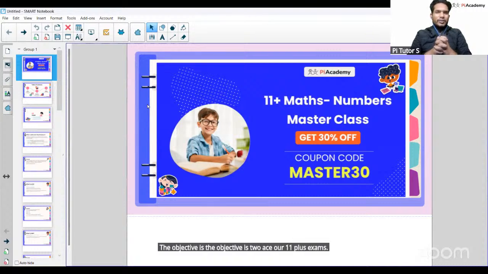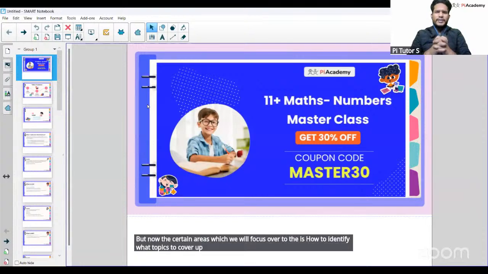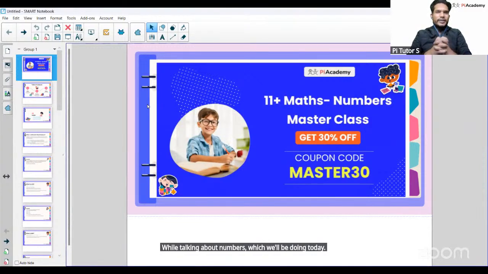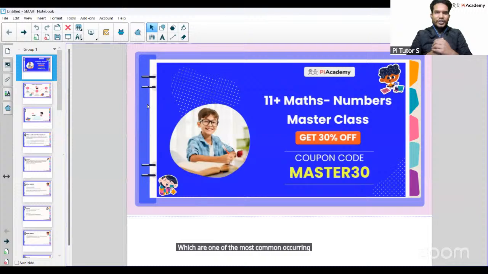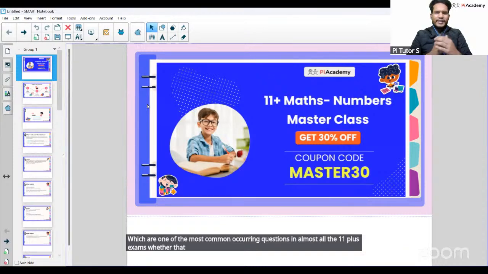The areas we will focus on today are how to identify what topics to cover within different aspects. While talking about numbers, which we'll be doing today, it has numerous things. Firstly, simple things like understanding factors and multiples, then moving on to LCM and HCF, then slowly moving on to word problems on LCM and HCF, which are among the most commonly occurring questions in almost all the 11 plus exams, whether that might be across the GL board, CEM board, CSSE, or Saturn, SET, whatever that may be.